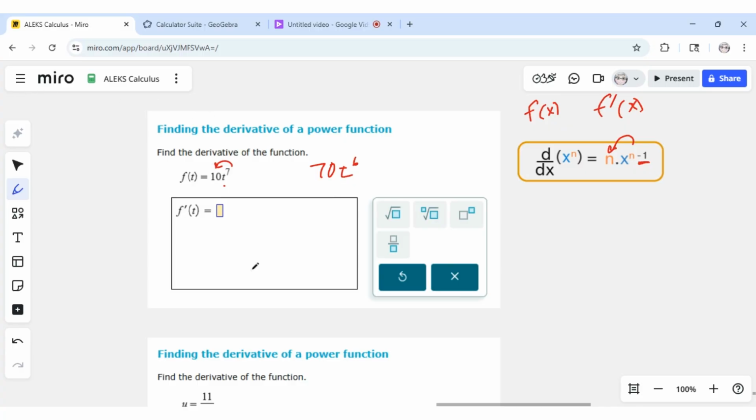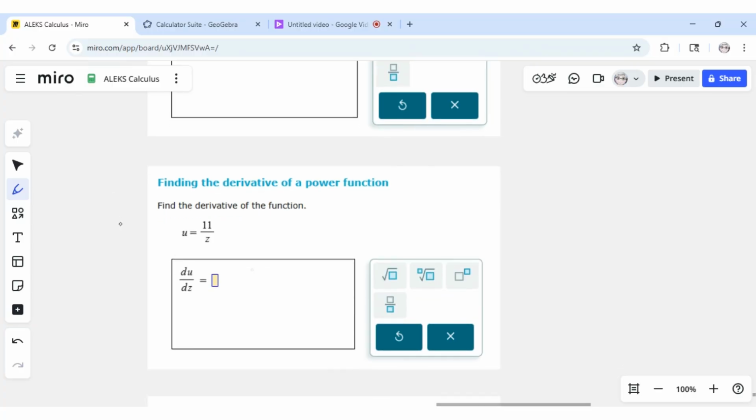Let's try some more. Here you see one in that d dx, or in this case d dz, notation. So we want the derivative of this function u with respect to z. And I've got 11 over z. I don't see a power there, but when the variable's on the bottom of a fraction and there's no other exponent, that's to the -1 power. So I could rewrite this as 11 times z to the -1. Now applying the power rule should be pretty easy. I just multiply by the power, so that's going to be a -11. And then I reduce the power by 1, so this goes from -1 to -2.